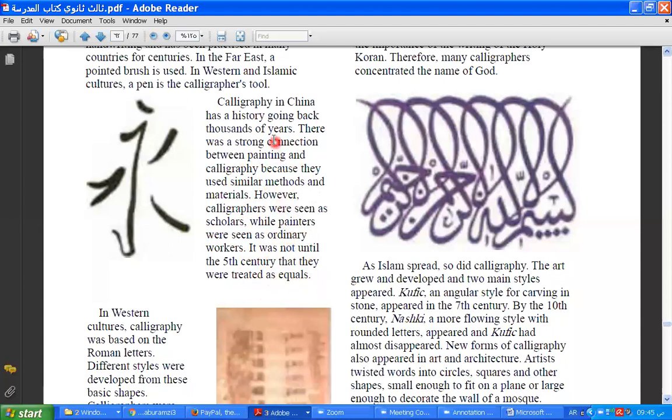Exactly. So here they talked about China, that it started also in China a long time ago. But later they started to talk about the connection between painting and calligraphy.